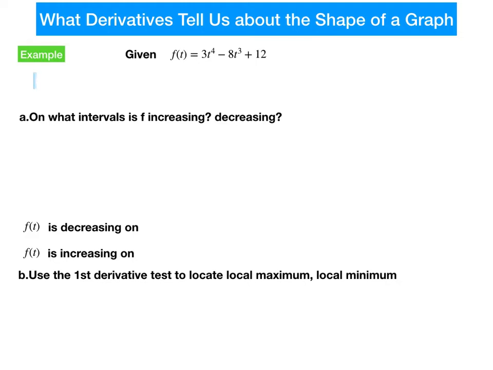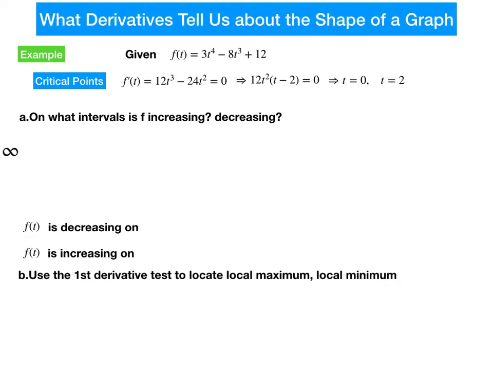To answer this question, we first need to find the critical points of the function by finding the first derivative and setting it equal to 0, and then you can solve for t to get t equals 0 and t equals 2. The first derivative function is also a polynomial function, which means that its domain is all real numbers, which leads to t equals 0 and 2 being the only critical values or critical points.